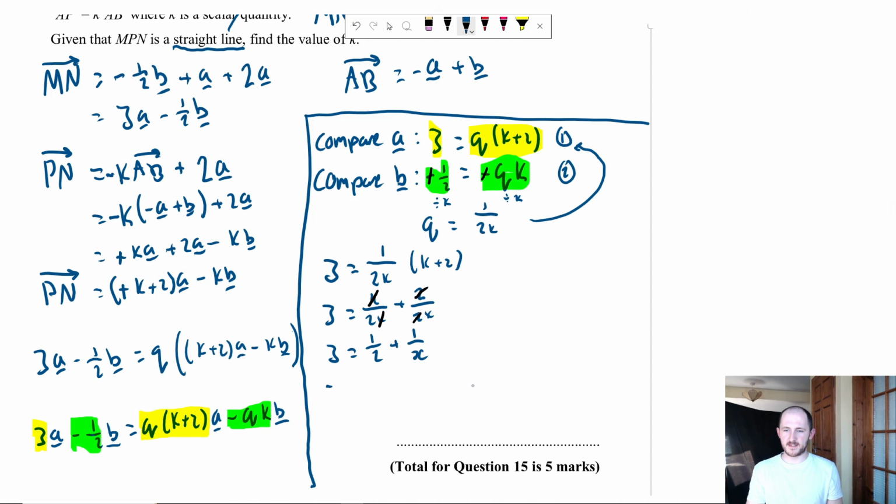Minus a half from both sides. And I get 5 over 2 equals 1 over x. Here's a little cheeky secret. If you just have a fraction equal to another fraction, you can just flip them both, which means x is equal to 2/5. If you'd like. If that last part doesn't make sense, then you would just times x up, times by 2, divide by 5. Does anyone need me to show you that, to go from here to here?